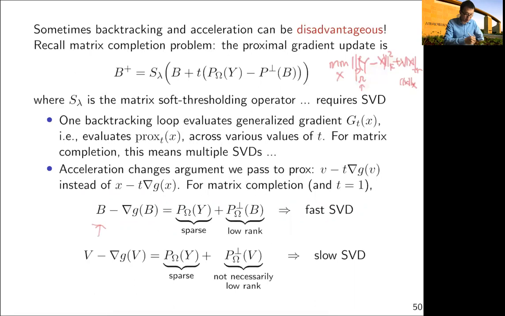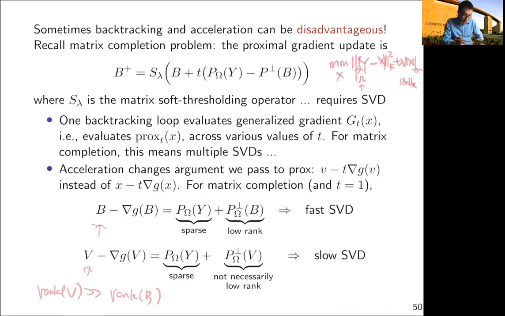We are moving towards this additional interpolation, and getting this V can actually make the input a lot less sparse on the spectrum. So the rank of V can be significantly larger than the rank of B, since we are doing interpolation of the two things.